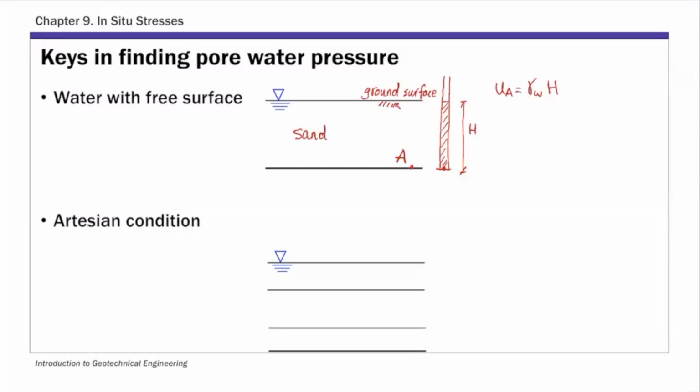In the second case, it's a little bit tricky. This is the artesian condition. So in the artesian condition, let me put in a soil profile. So we have the ground surface again, and this time we have different soil layers. So we have a sand layer, a clay layer, and another sand layer.